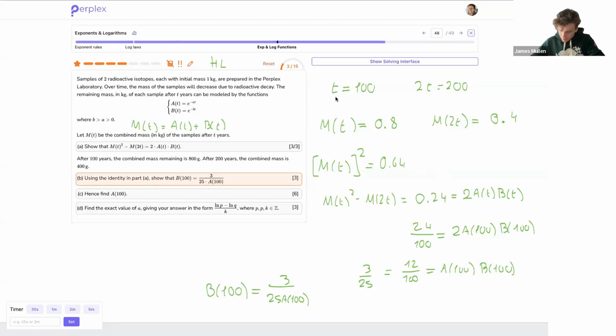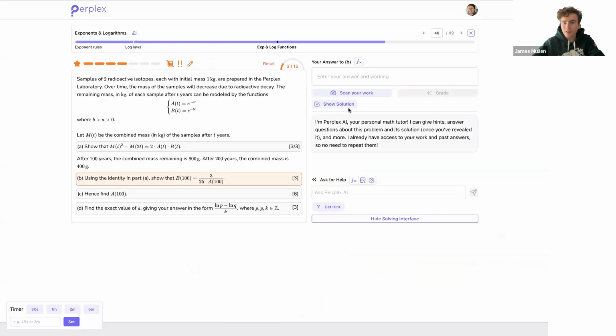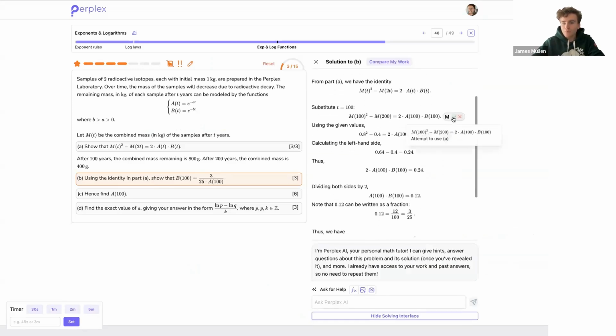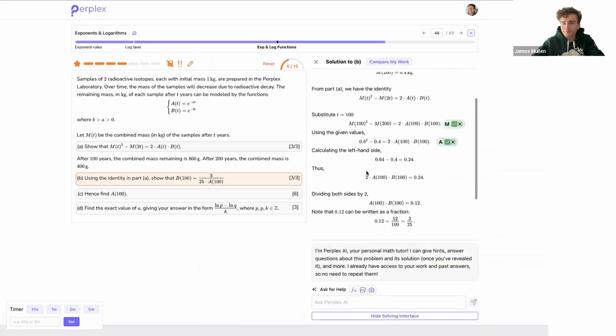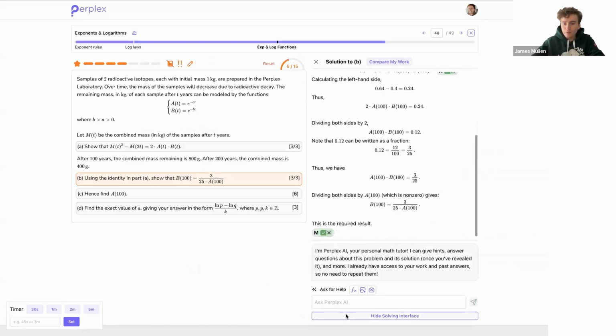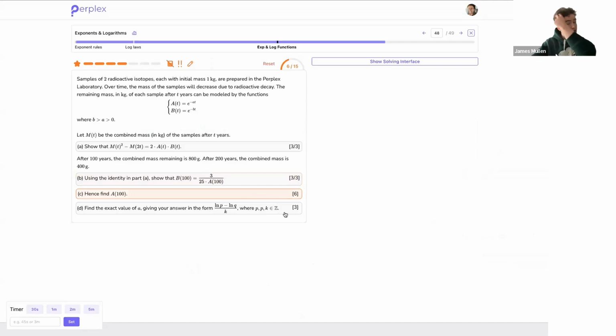So that was the answer to part B. So I'm just going to clear my screen and I'm going to check off part B. We showed all of this. Perfect. And now part C. We're trying to find A of 100.